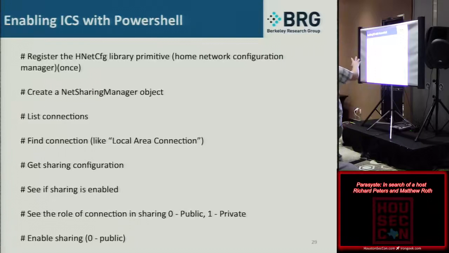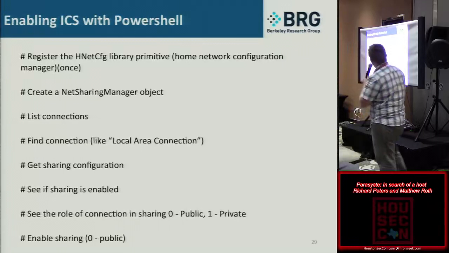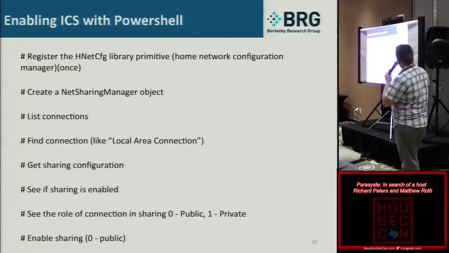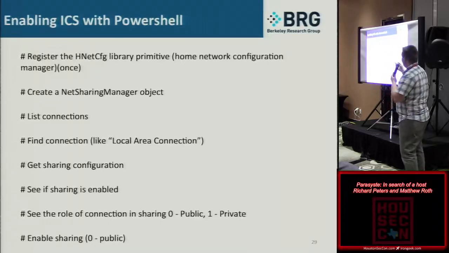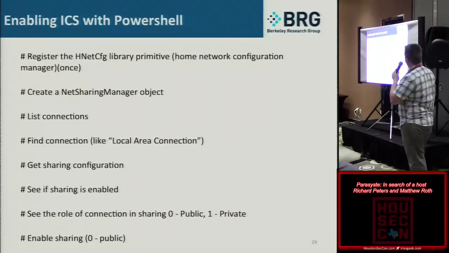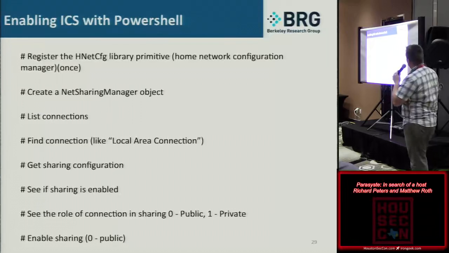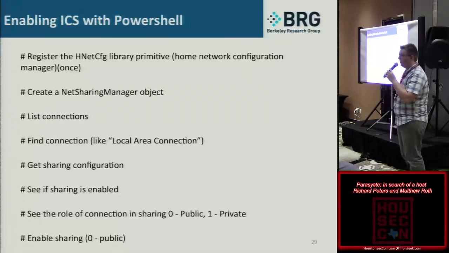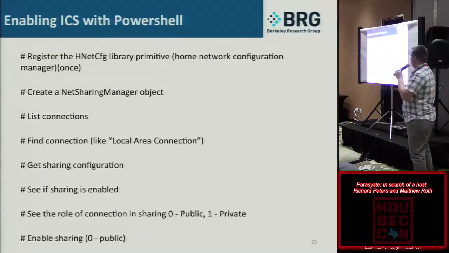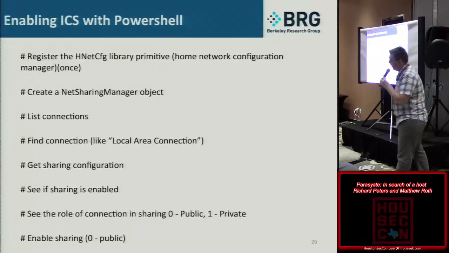So like I said, when we enable internet connection sharing, we do it with PowerShell. The script is kind of long. This is just some pseudo-code of what we do. There's a DLL, the Home Network Configuration Manager. We have to load that in just once. It's a simple command, pretty easy. We have to instantiate a few things. We basically list out the network connections, use some filtering to find the one we want, and then make the necessary changes to turn ICS on right here from our script.